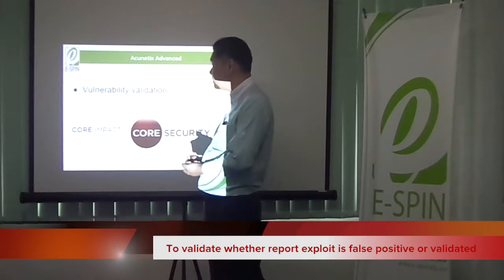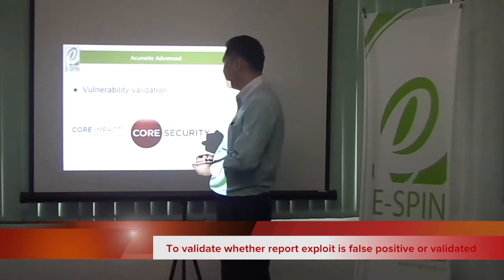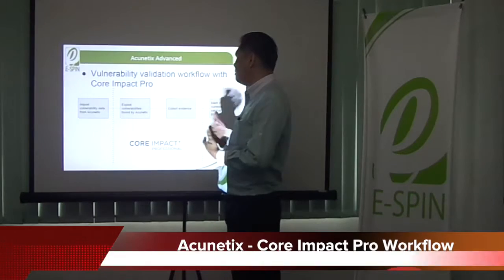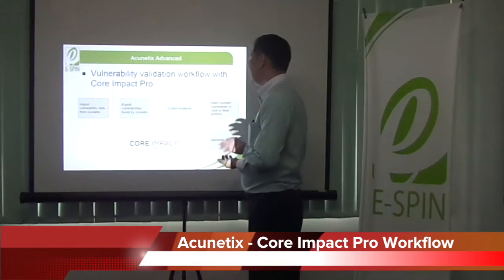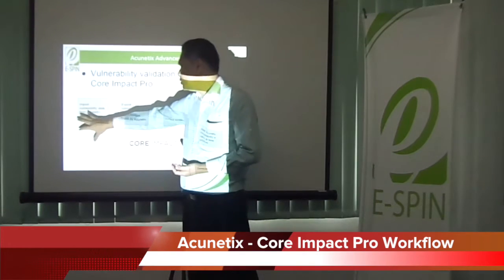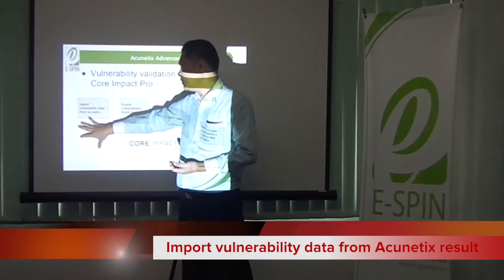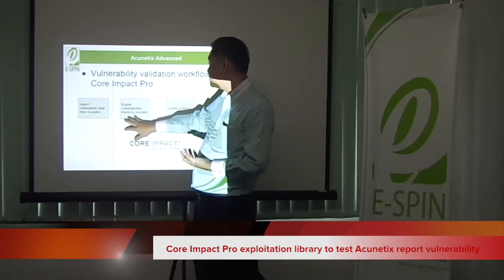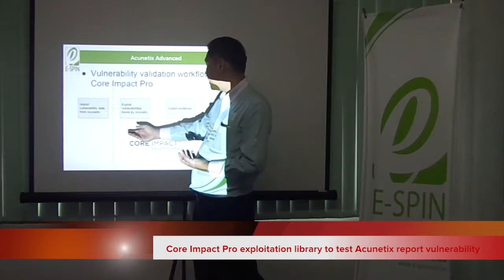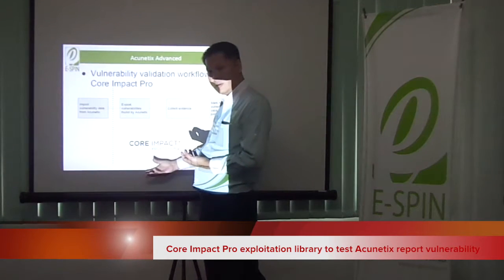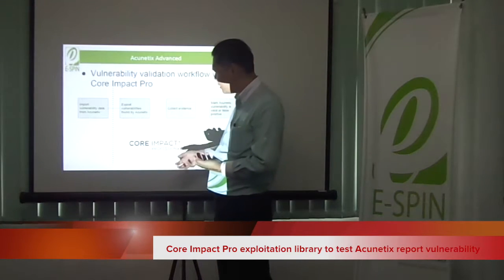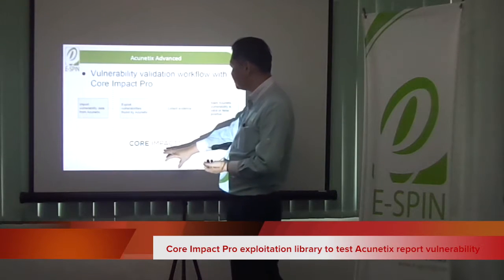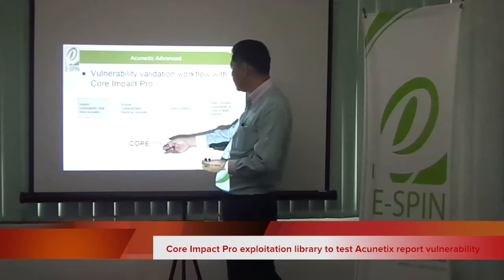And then to confirm, you mark your Acunetix result as a false positive or validated. The vulnerability validation workflow works this way. First, you import vulnerability data from Acunetix, the scan result file. You open and import the vulnerability file exported by Acunetix, and then you continue to perform your exploits with all the tools inside Core Impact, because this is the premium and most comprehensive penetration testing tool. So you can do those things here.